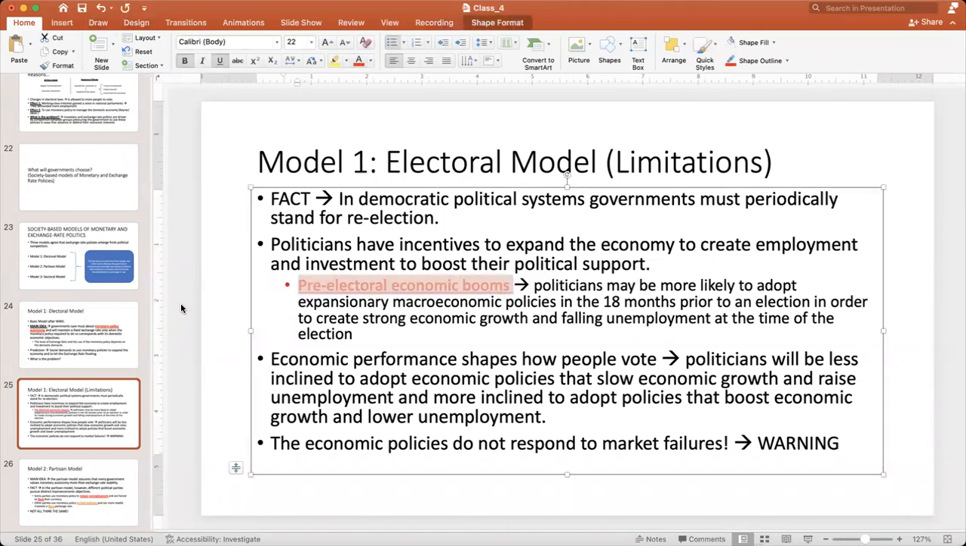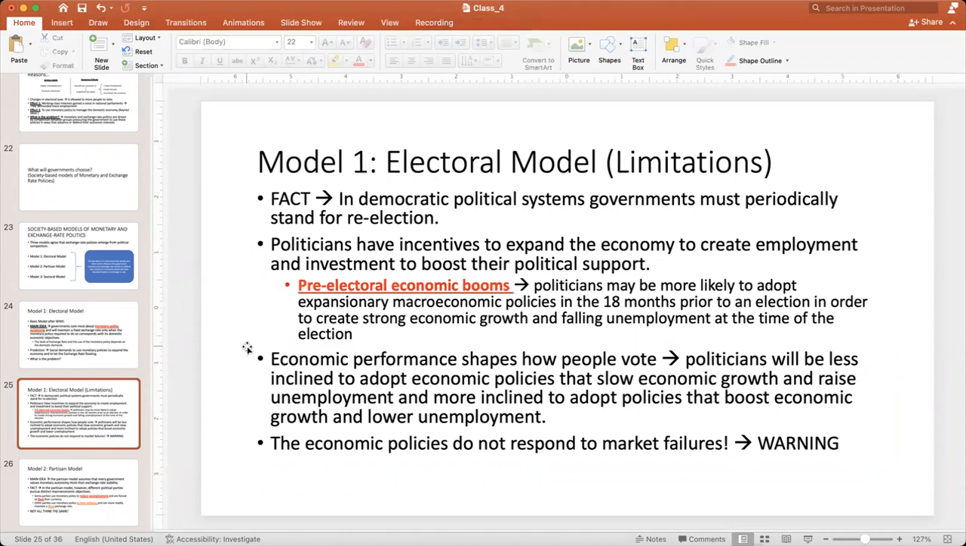This is a very cool concept. So it's very common that politicians may be more likely to adopt expansionary macroeconomic policies very close to the election period. Why? Because in that way, they could create strong economic growth and reduce unemployment. And at the time of the election, they will get more votes. Remember, economic performance shapes how people vote. So politicians will be less inclined to adopt economic policies that slow economic growth, and more inclined to boost the economy to get more political support.